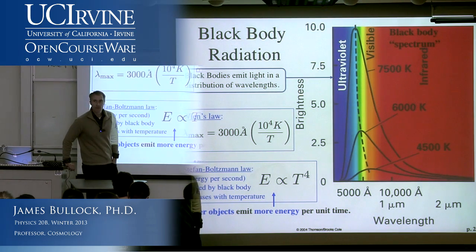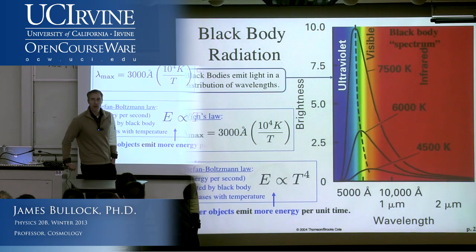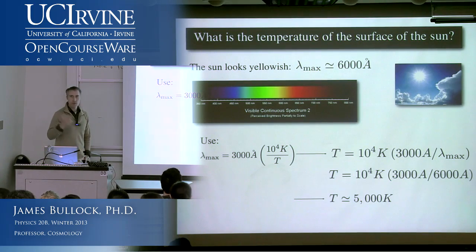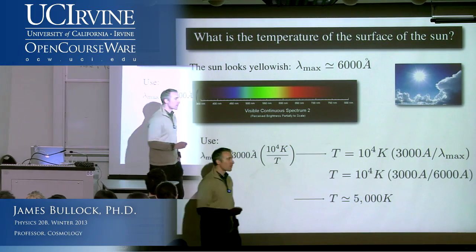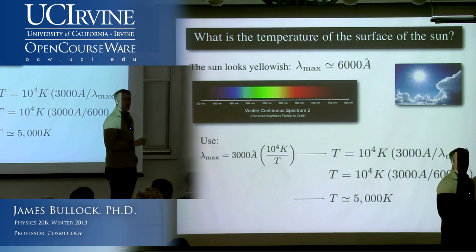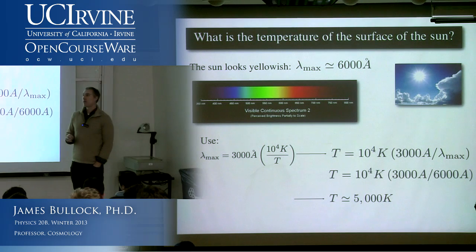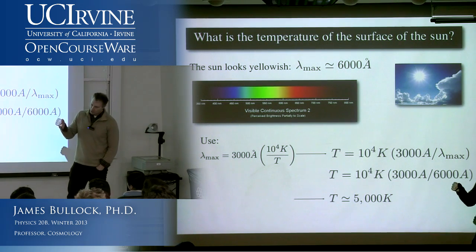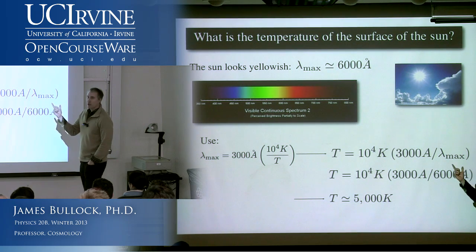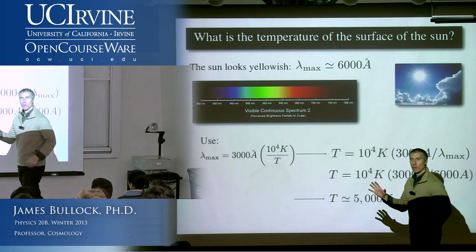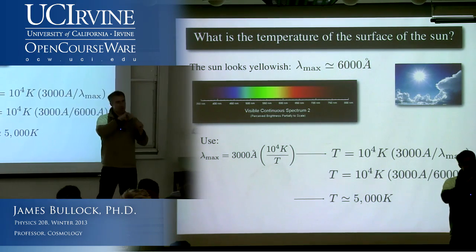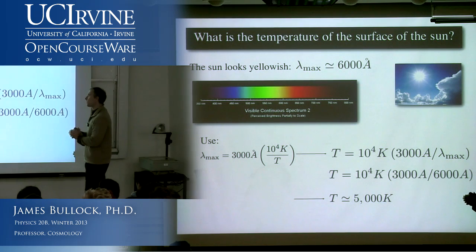Yeah? Can you explain one more time how to use Wien's law? I will. So let me give you an example of using Wien's law. Maybe this will help. Let's say we wanted to know the surface temperature of the sun. Now, it's very hard to go to the sun and put a thermometer on the sun. That's not an easy thing to do. But according to what I've just talked to you about, that's not required. What's really required is you just take the light coming from the sun, spread it out into wavelengths, and measure its spectrum.